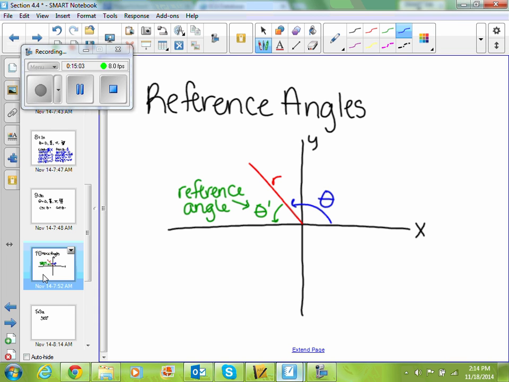And then the last thing that we're going to do is look at reference angles. A reference angle is the angle that it takes for you to get to pi, or to 90 degrees, or to your x-axis. So it's whatever we have to add or subtract from your angle to make it land right on the x-axis.